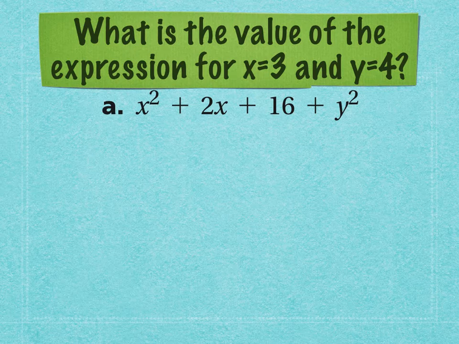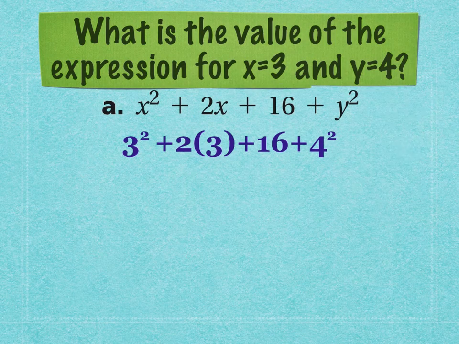The one thing that I will say here is when you plug in your 3 for x and your 4 for y, be careful on the 2x. Remember, 2x means that you're multiplying 2 times whatever x is, which in this case is 3. So it is important to put parentheses around your 3 when you substitute in for that x. So I have 3 squared plus 2 times 3 plus 16 plus 4 squared.